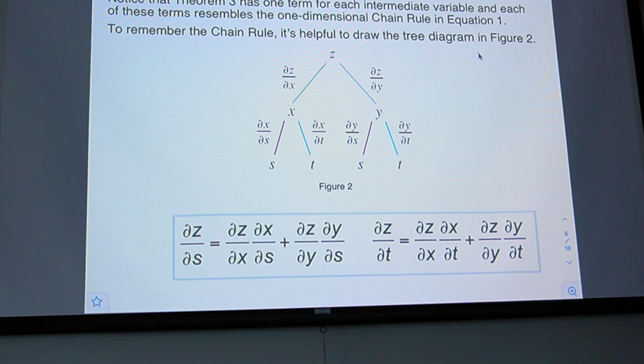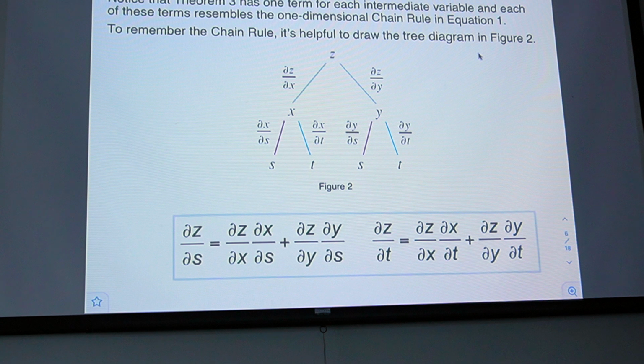Kind of like in biology, there's a family tree, right? This gives this and this, and gives this and this. So remember, s and t are the independent variables. X and y are the intermediate variables. Z here is the dependent variable. This one on top depends on this and this, and these two depend on this and this. Now this diagram can actually help you remember the chain rule of this second case.